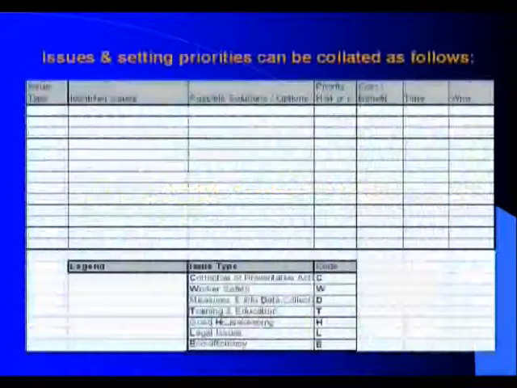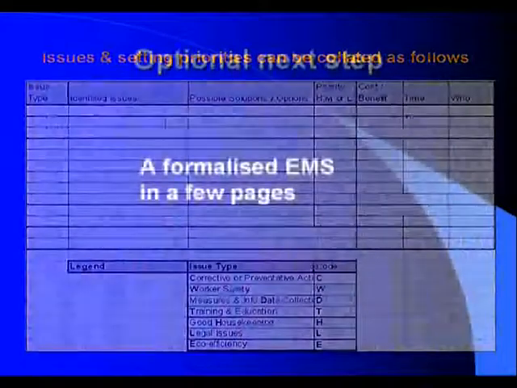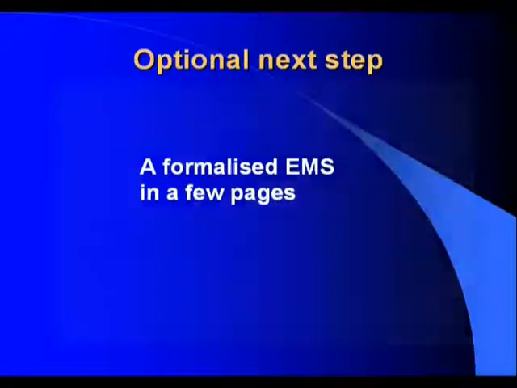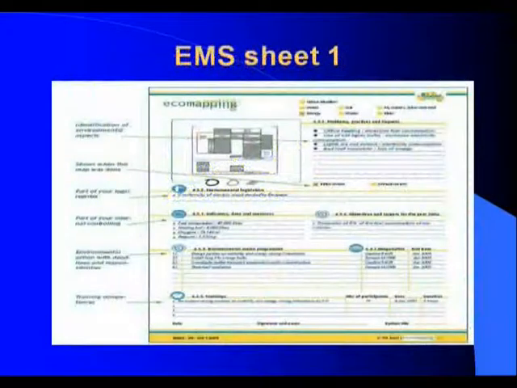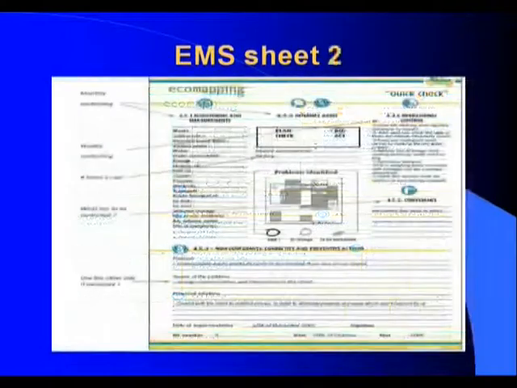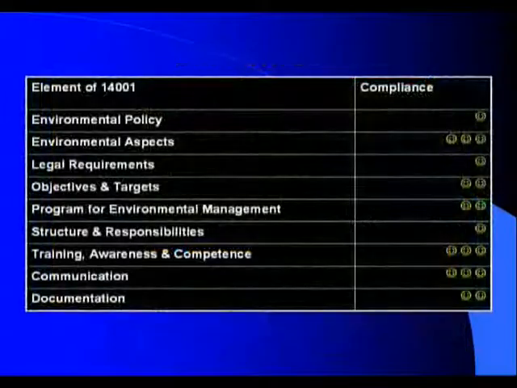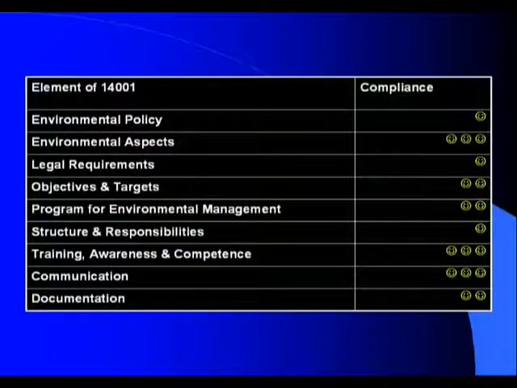There is, of course, a more formal way of developing an environmental management system, and the template is on this CD. You can take the process even further to ISO 14001 certification, and on the CD there are 2 templates that will take you through the process. By filling out the 2 pages, you end up by being about 65% on your way towards ISO 14001. And on this example, the smiley faces show you how far down the path you are.